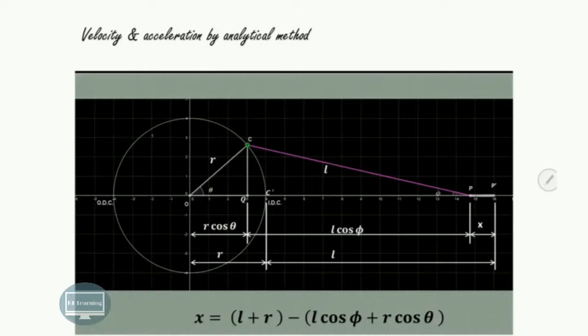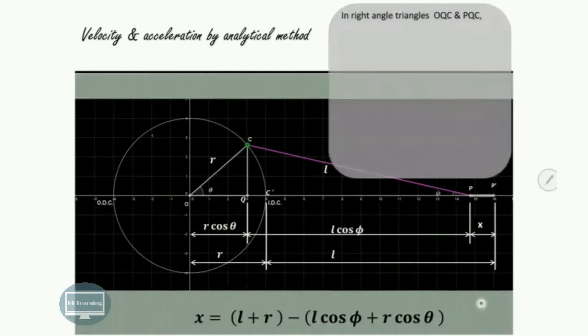Now we have to establish the relation between these angles theta and phi. Now angle theta is known as the crank angle and angle phi is known as angle of obliquity. That is nothing but the inclination of the connecting rod with the line of stroke or with the horizontal. So let us try to establish the relation between theta and phi.